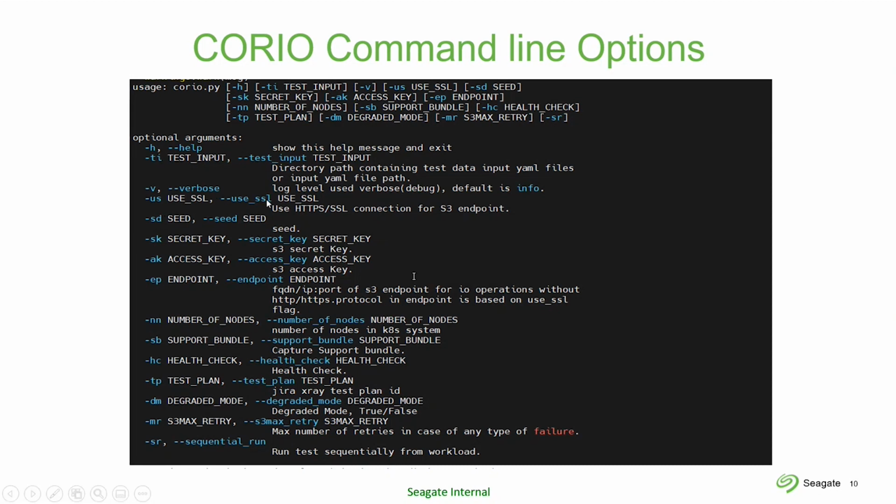This is the verbose option if you want debug log information in our log files. Otherwise, the default is info. Also, there is a capability to use this S3 operation with either HTTP or HTTPS. If the user gives the option use SSL, the operation will happen with HTTPS. Otherwise, it will happen with HTTP only.